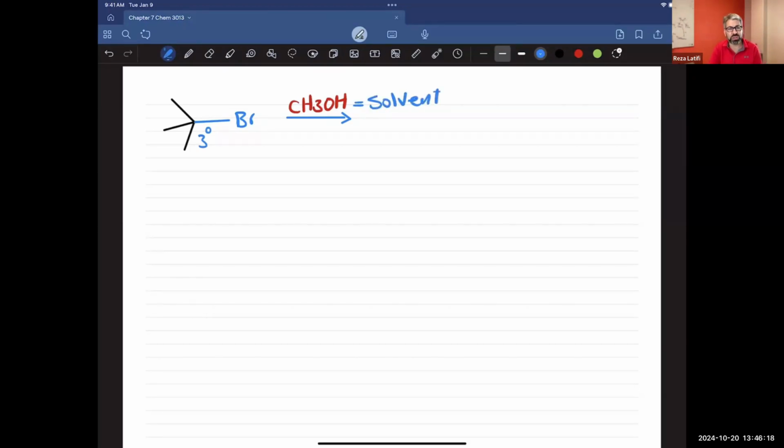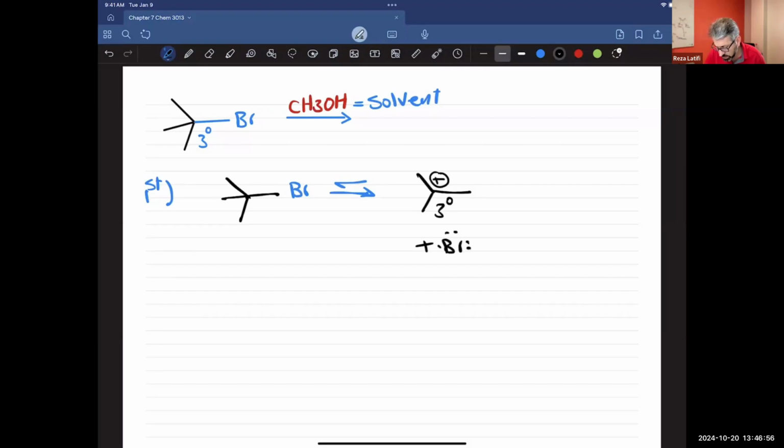In the presence of such a solvent, there is a high chance that bromide will leave the system, and we will get a carbocation. So the first step of the reaction will be formation of the carbocation. This is our substrate, and there is a bromide here, and it will give you an equilibrium, and you will get an intermediate, and the intermediate has a positive charge. So this is a tertiary carbocation, and of course we do have the bromide. This bromide will be the leaving group, and so I go -1.